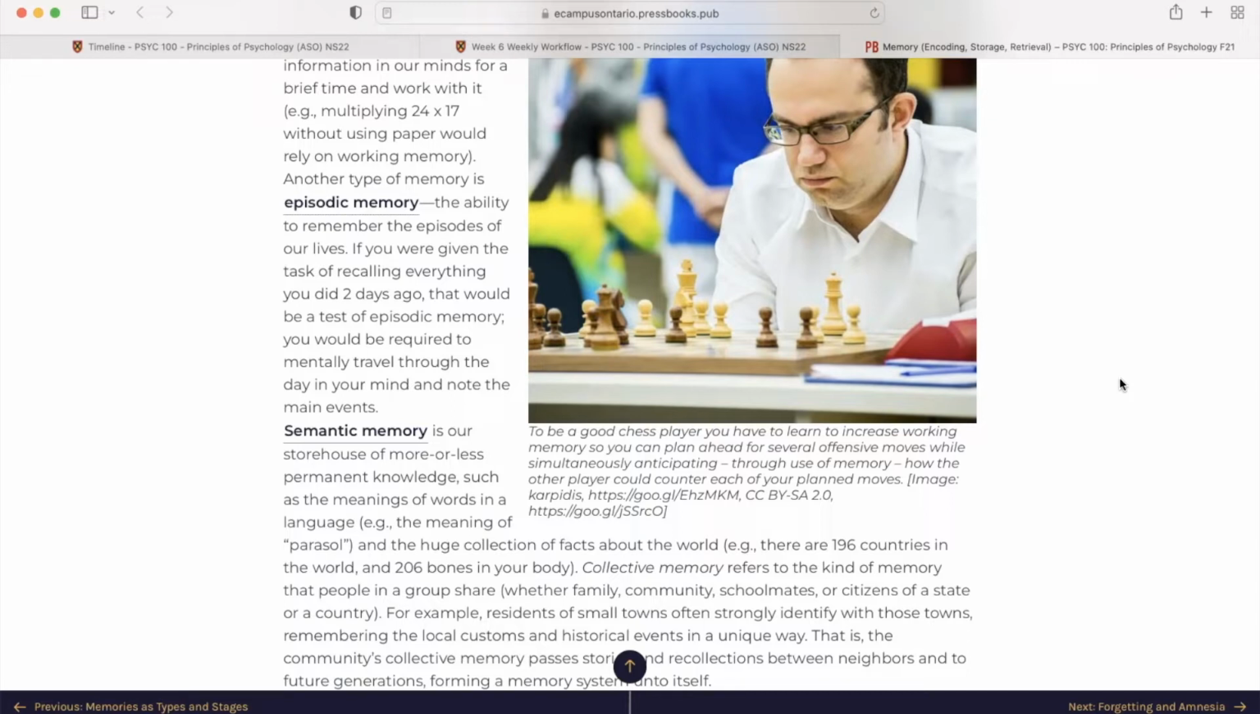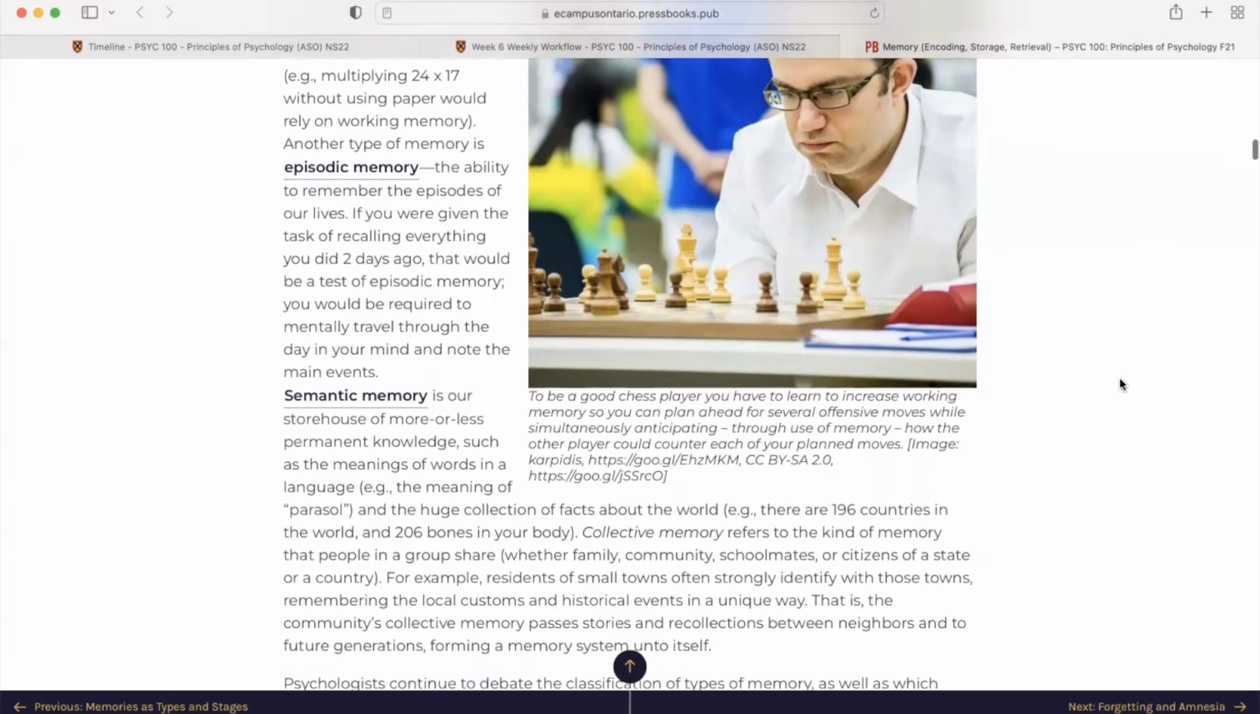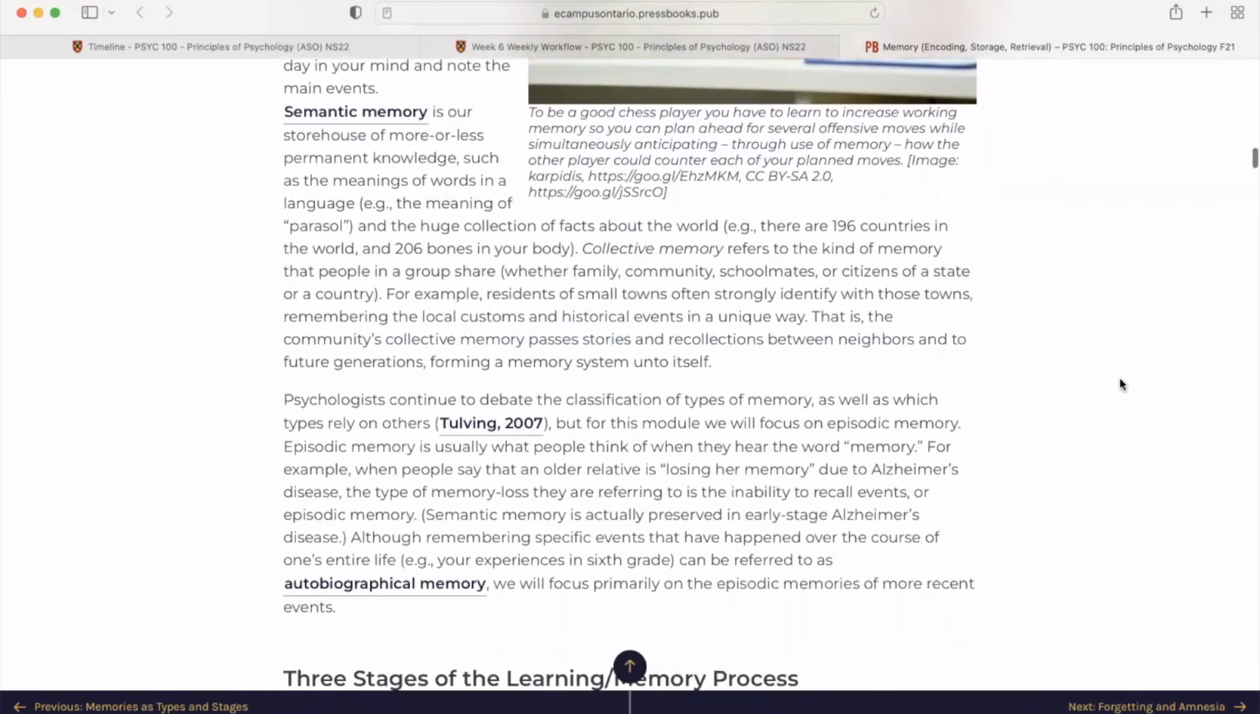Semantic memory is our storehouse of more or less permanent knowledge, such as the meaning of words in a language. They give an example of the meaning of parasol, and the huge collection of facts about the world. For example, there are 196 countries in the world and 206 bones in your body. I learned something new.